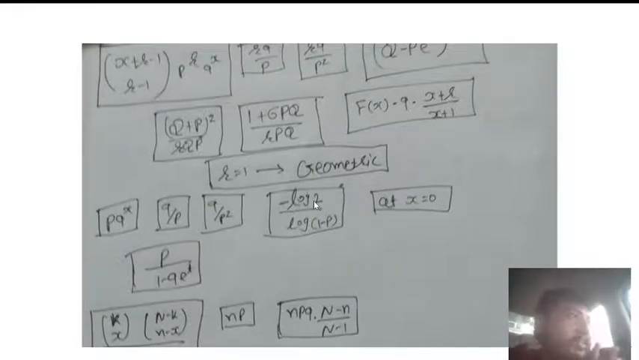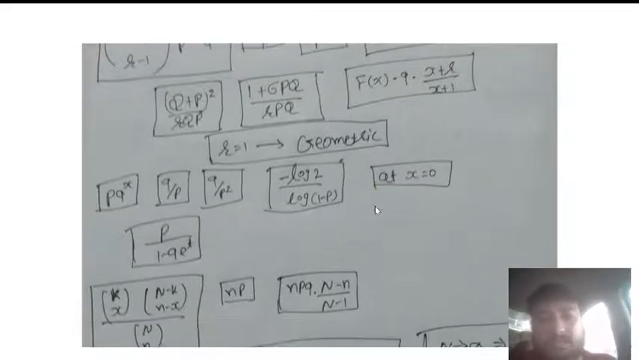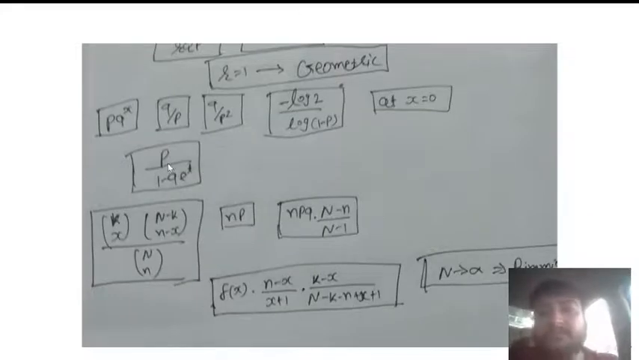Let me ask you a question. When you find the mode of the normal distribution, you put x is equal to mu, but in this geometric distribution, you get its mode by putting x is equal to 0 in the formula. The moment generating function is equal to p upon 1 minus q e raised to t, and now this is the hypergeometric distribution.